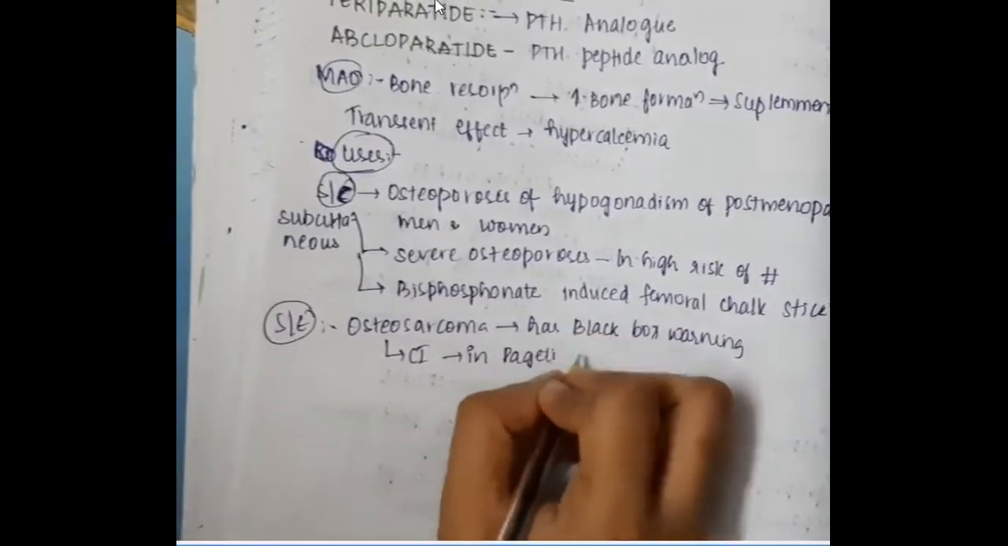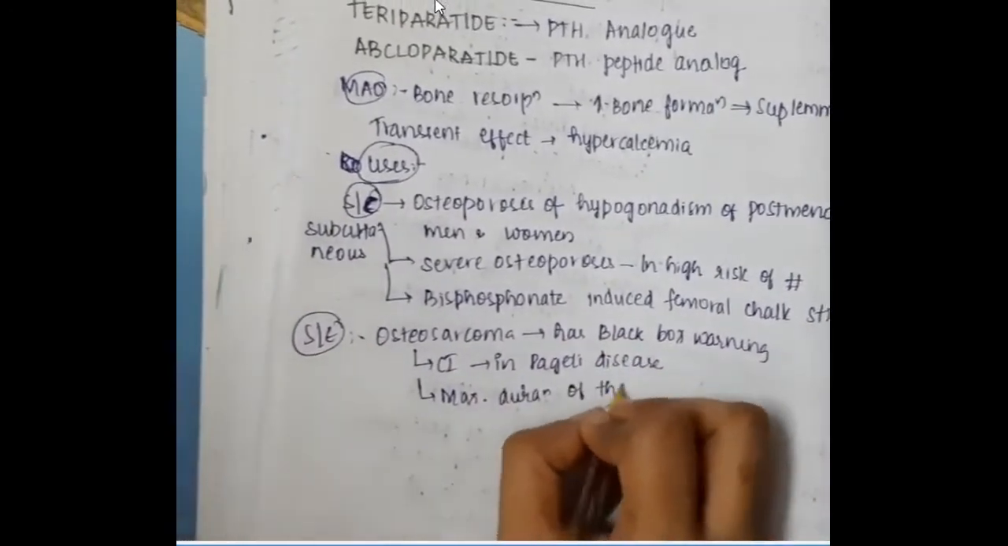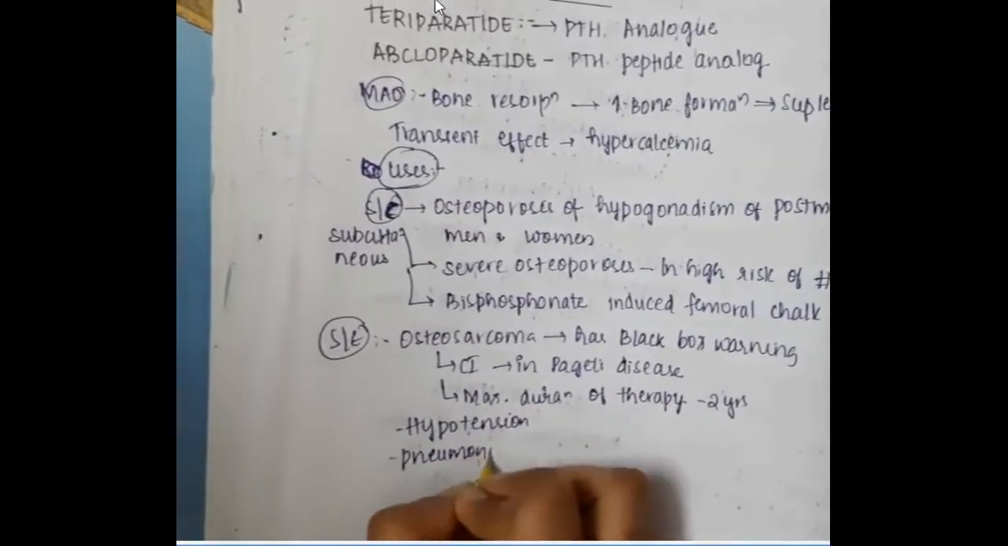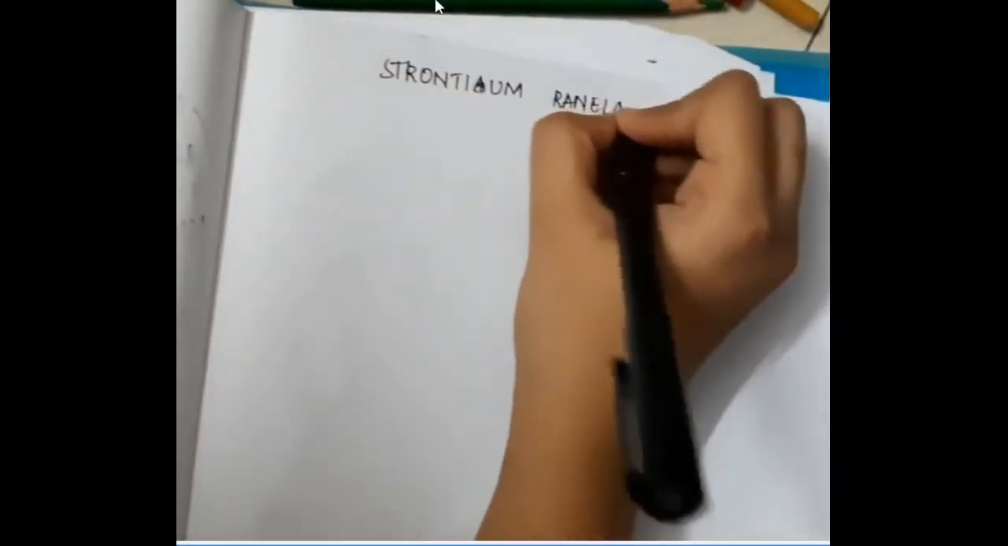Side effects are osteosarcoma, which has a black box warning. So this is contraindicated in Paget's disease. The maximum duration of therapy should be only 2 years. These can also cause hypotension and pneumonia.